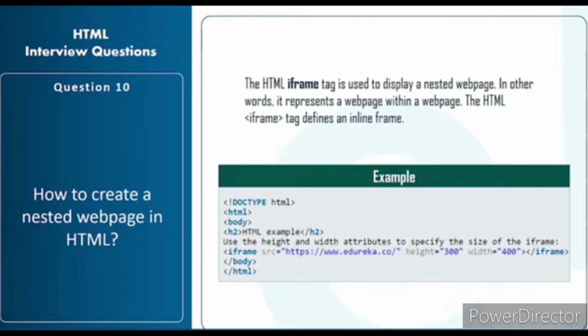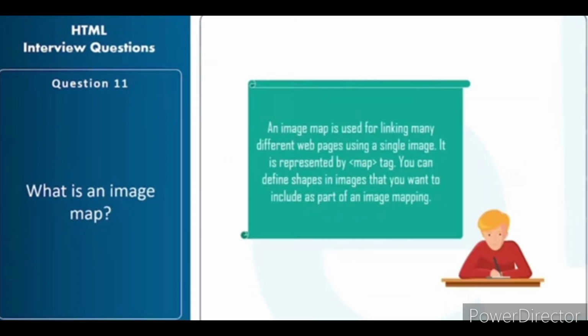And the next question is, what is an image map? An image map is used for linking many different web pages using a single image. It is represented by the angle bracket map tag. You can define shapes in images that you want to include as part of an image mapping.